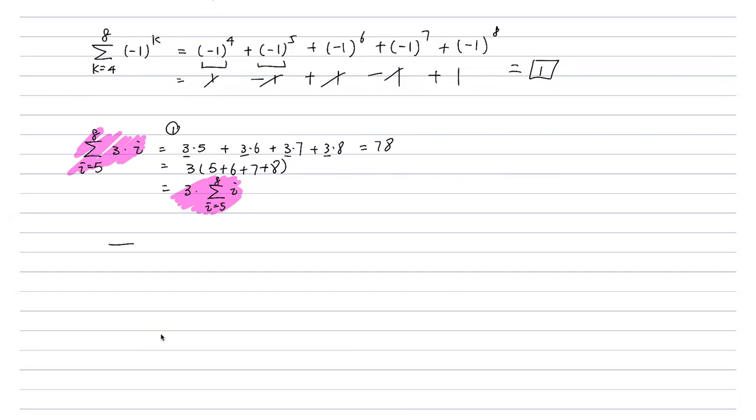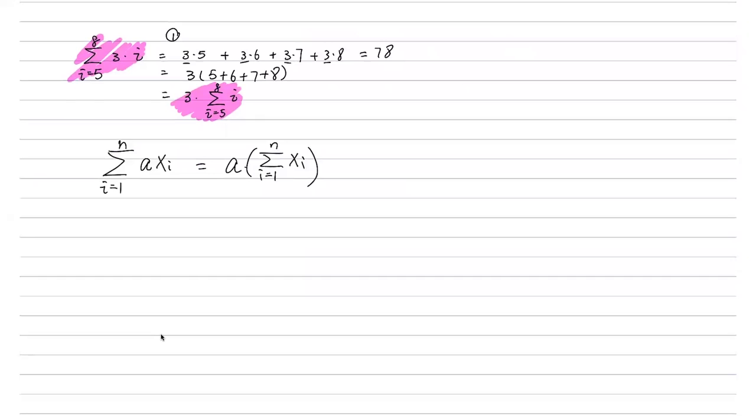Which means if you have a summation of any constant a times x_i, where x_i means some sequence right here, i going from 1 to n, then this will just equal a times the summation i from 1 to n of x_i. All right, so these two will be the same.